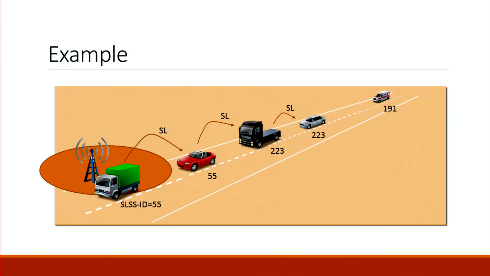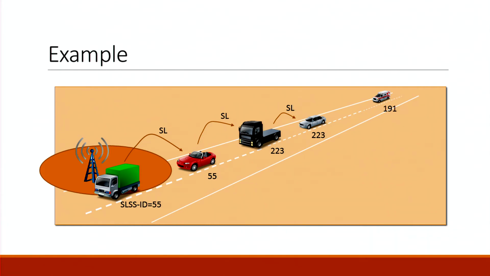Well, by listening to its neighborhood, it will hear that there's a car that is not in coverage, this one, and a car that is in coverage, that claims and advertises to be in coverage. So it will establish a side link with this one, having the green truck as a syncref.